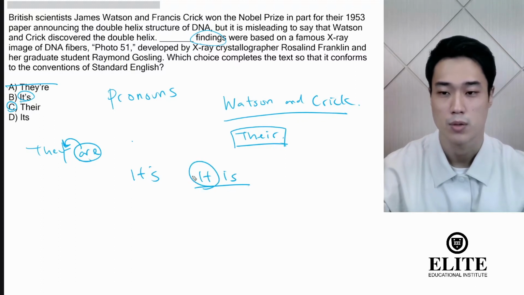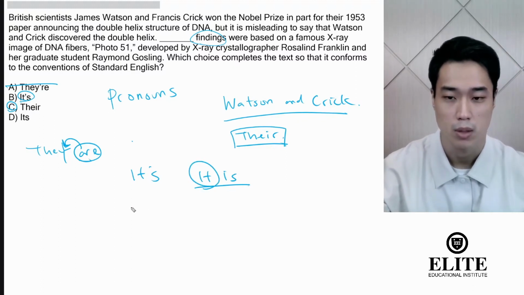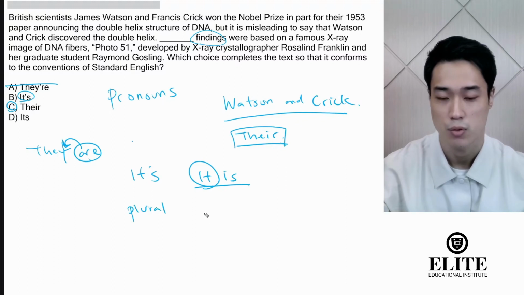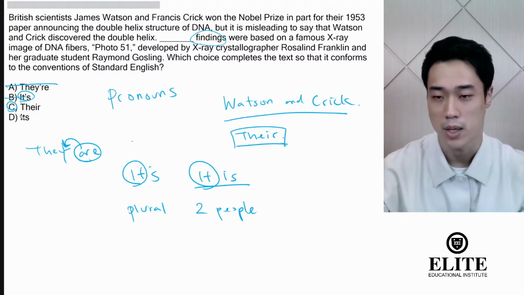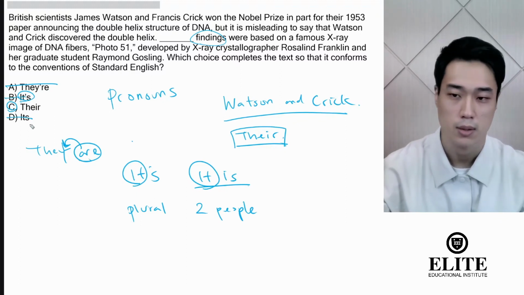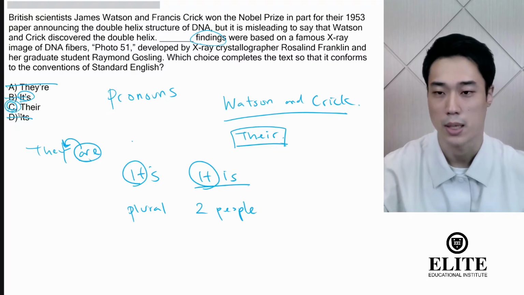And it would also be incorrect because we're talking about a plural thing, right? We're talking about two people, so we can't have a singular it. And by that extension, D is also incorrect, right? So C is our answer here.